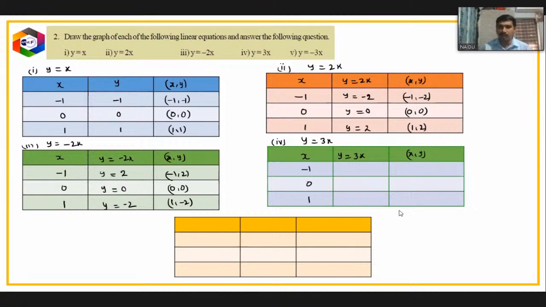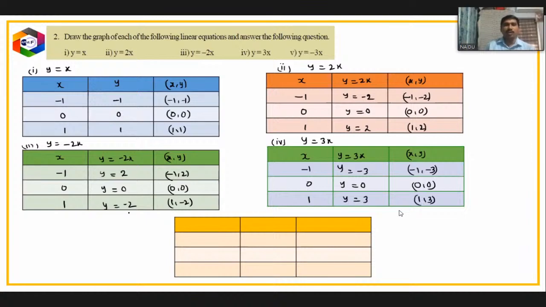So quickly I am going to do this one. Y is equal to 3x, 3 into -1, which is -3. So -1 comma -3. And let us substitute 0 in the place of x. So y will be equal to 0. So the point will be 0 comma 0. And let us substitute x equal to 1. 3 into 1, which will be y is equal to 3. So finally the point will be 1 comma 3.